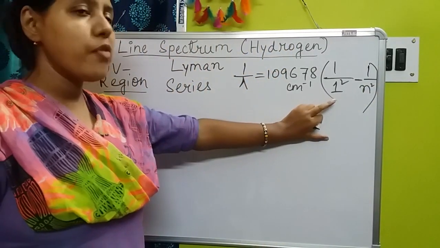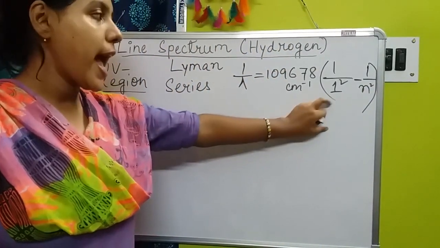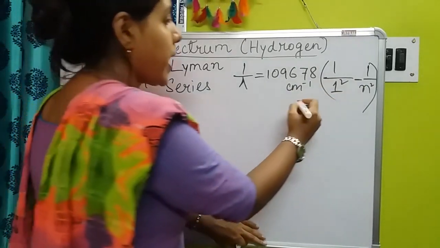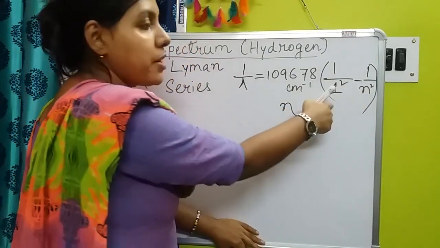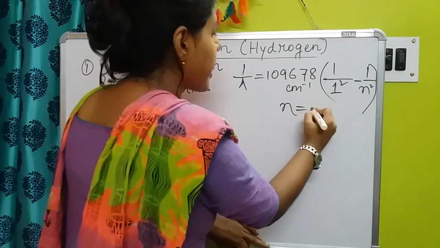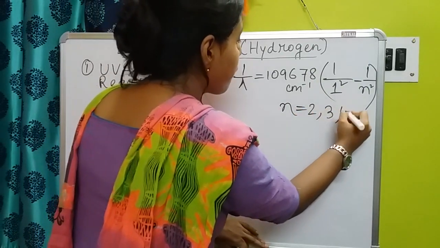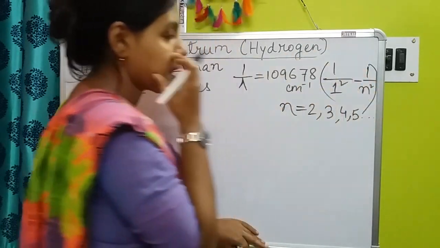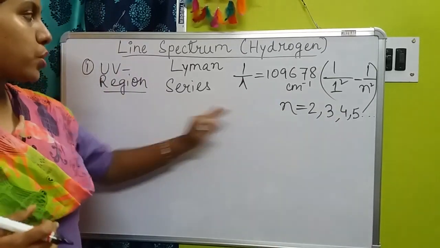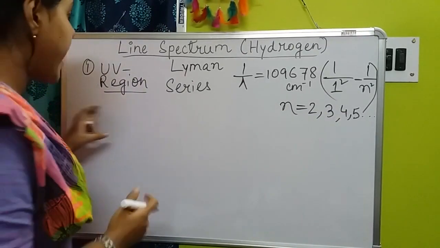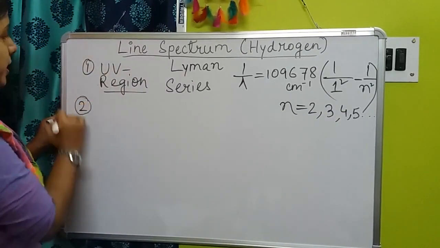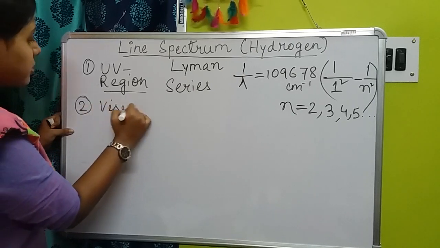So the value of N1 is 1 here, and N2 could be N, where N should be greater than 1. That means it can have the value 2, 3, 4, 5, and so on. So this is for the UV region. Next one, number 2, that is the visible region.